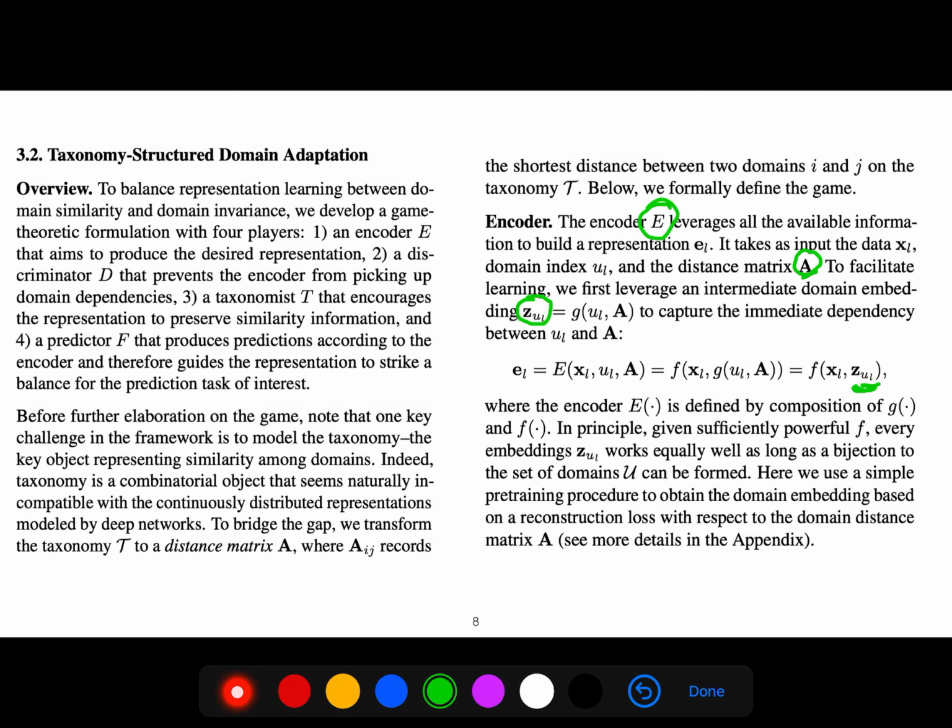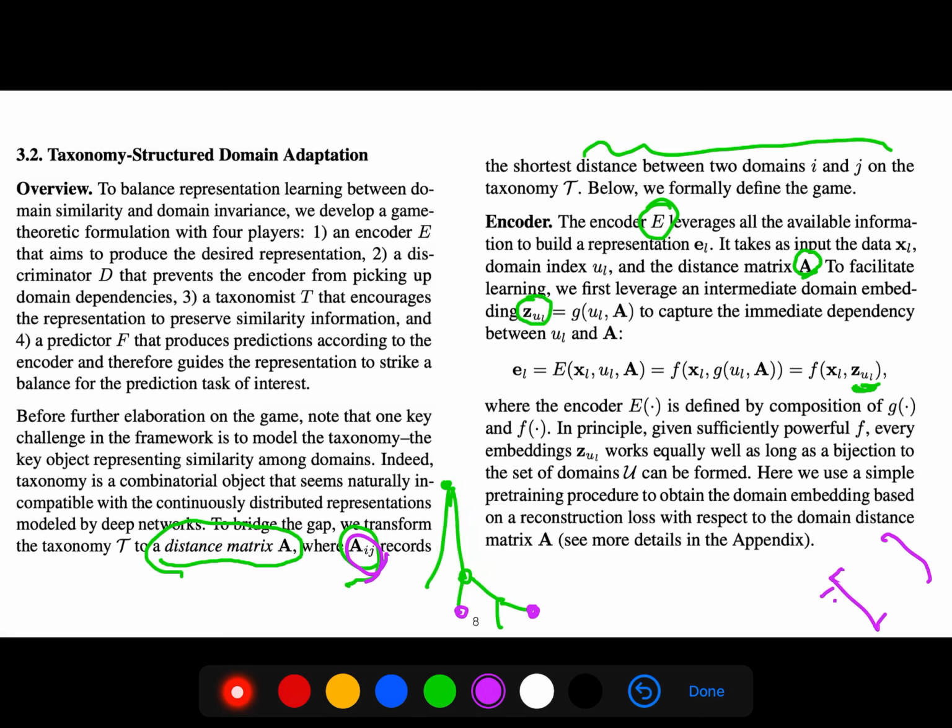Remember that we transform the taxonomy to a distance matrix. So A sub I J records the shortest distance between two domains I and J in the taxonomy. For example, what is the distance between this one and this one? That is encoded with the entry A sub I J in the matrix A. So different domains, what is the distance between them? It's like a graph structure in graph neural networks, very similar to the adjacency matrix that we used to talk about in GNN.